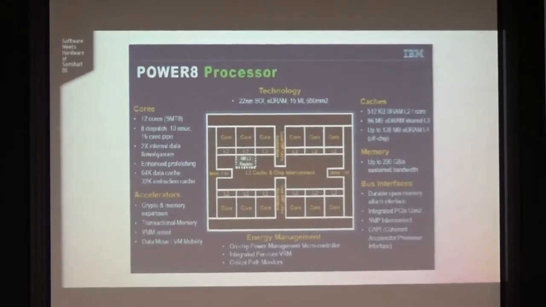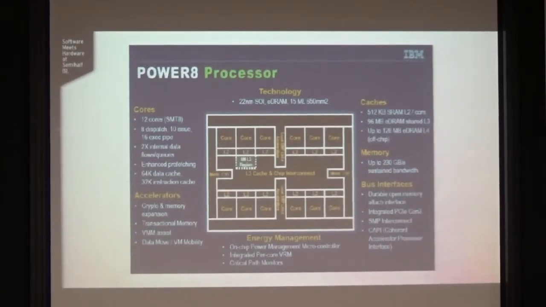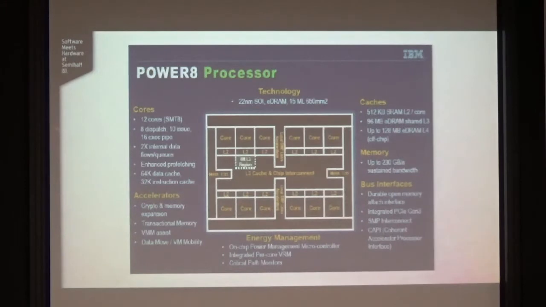This is the POWER8 CPU. This is the chip we were working on. I don't want to go into details because this chip is pretty similar to whatever chip we can find in the market nowadays. It has 12 cores. What's interesting, each core is able to process up to 8 SMT threads. So 12 cores give us almost 100 virtual cores in the system.